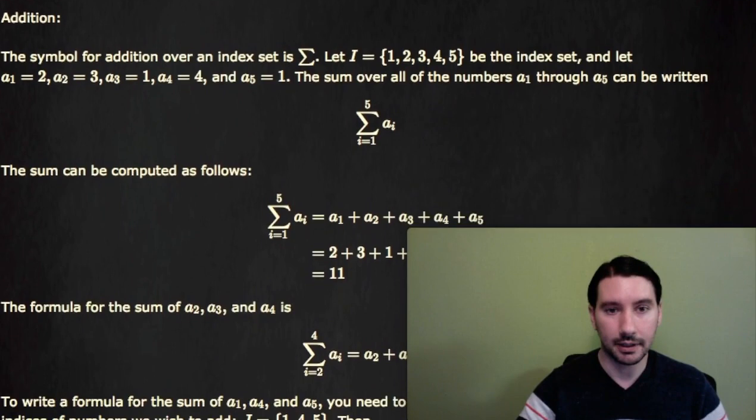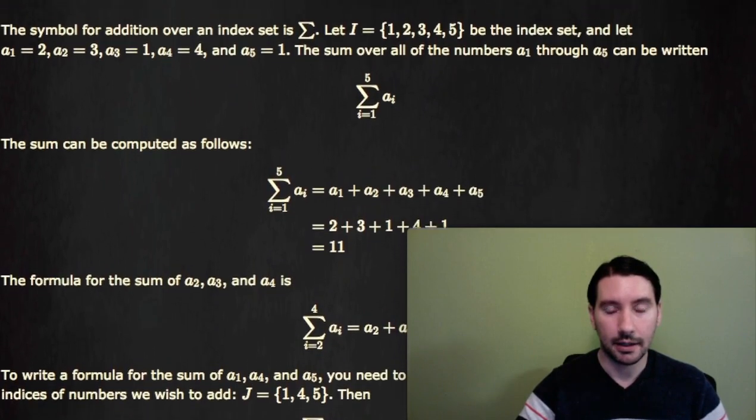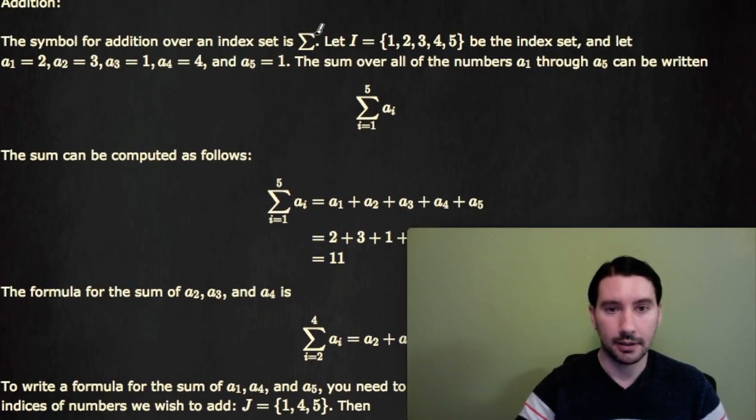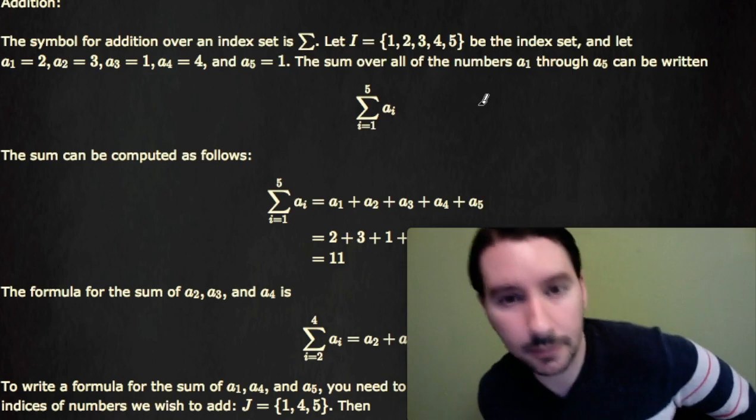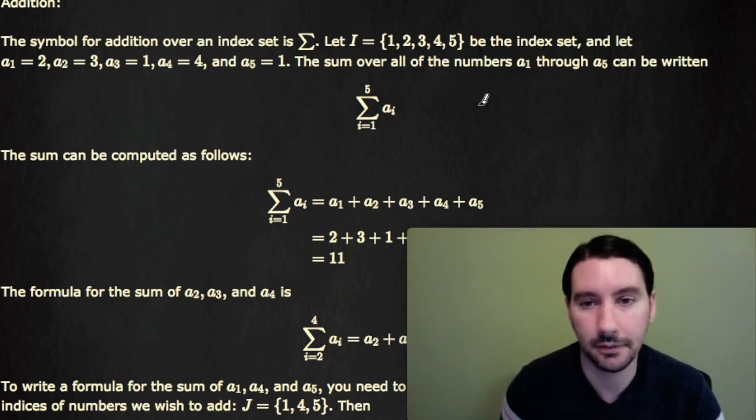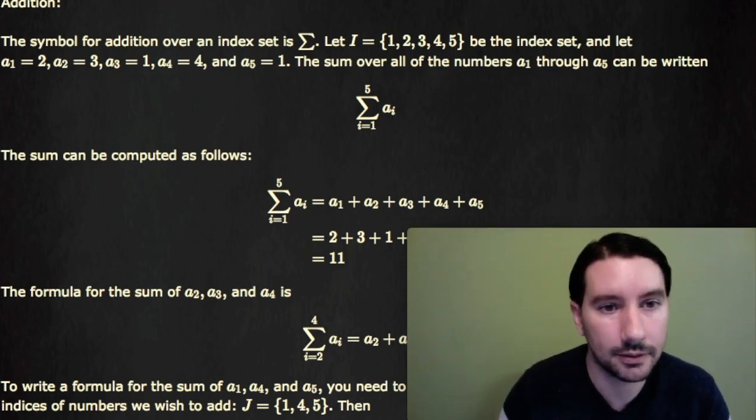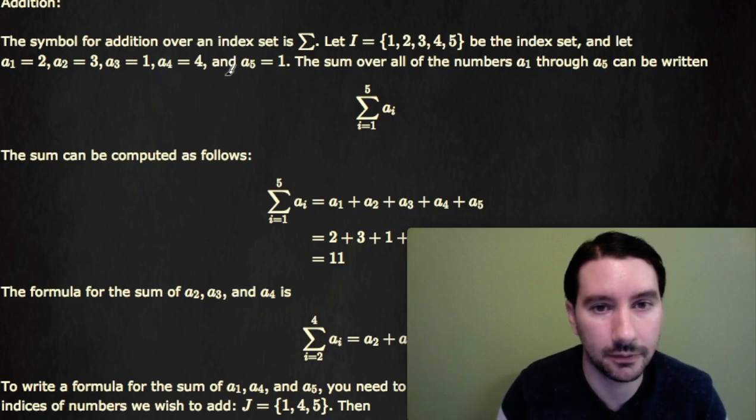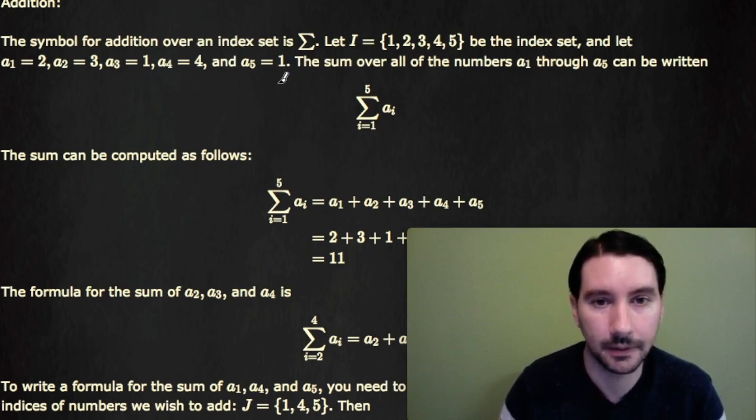So first we're going to look at addition. And the symbol for adding over some index set is this sigma symbol here. So let's let I be the index set 1, 2, 3, 4, 5. And A1 is 2, A2 is 3, A3 is 1, A4 is 4, and A5 is 1.